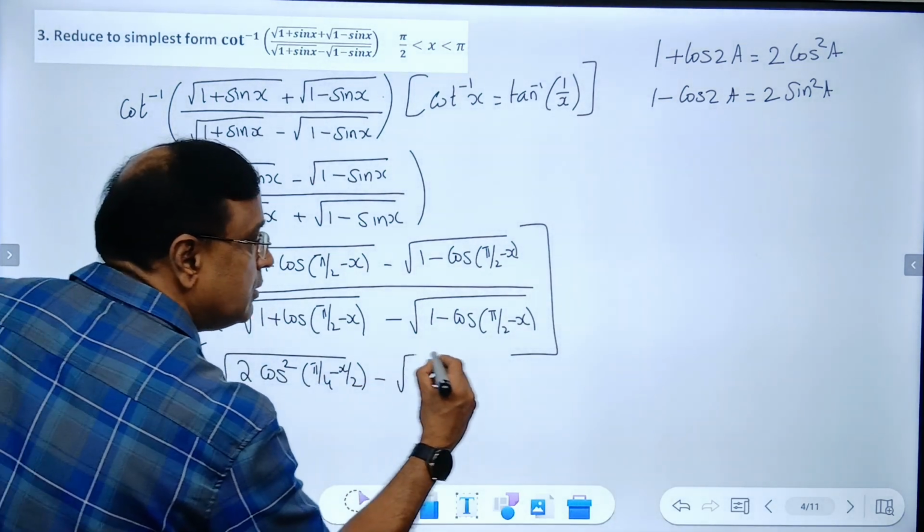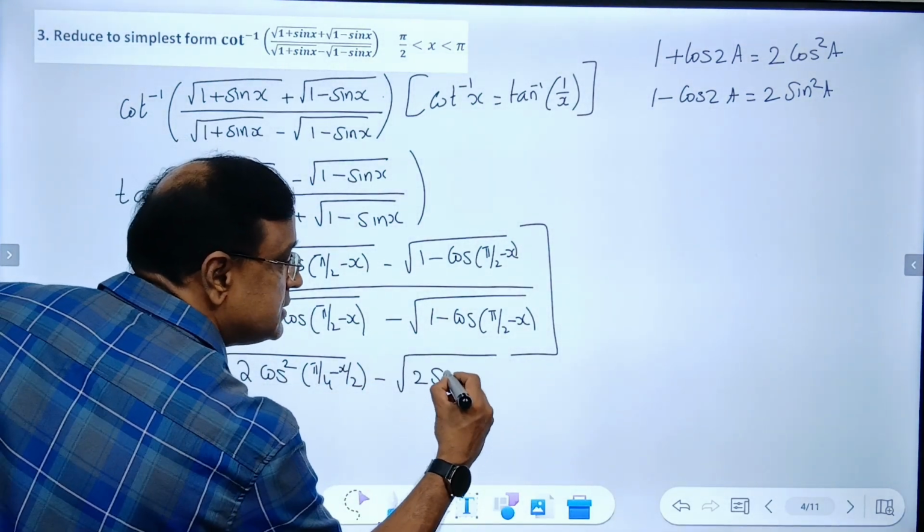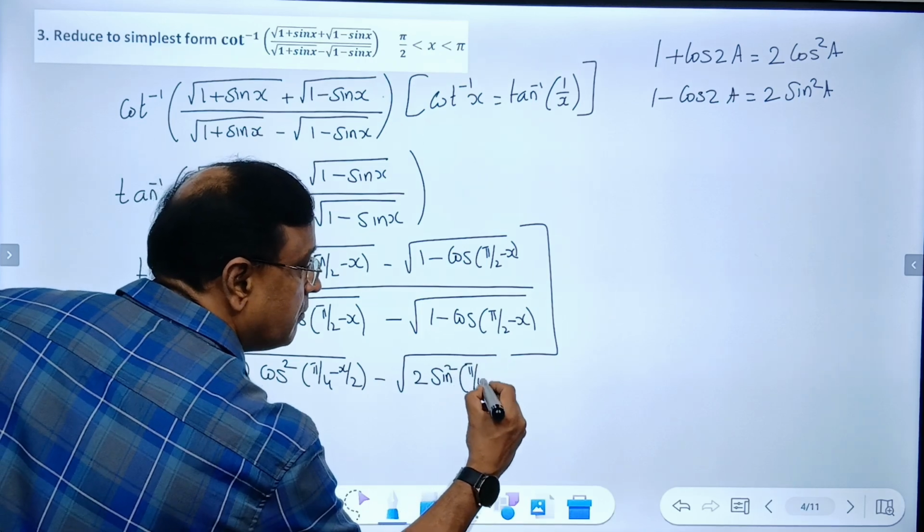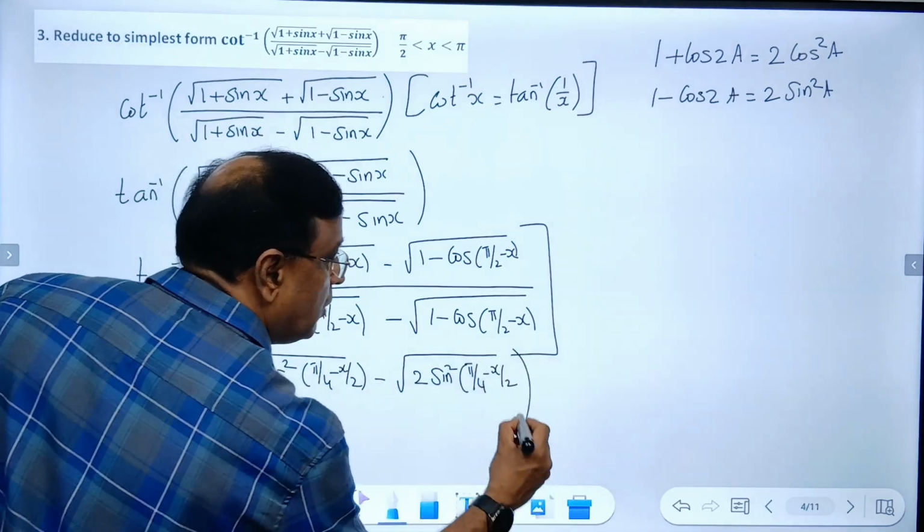So what will be this? This is 2 sine square half of this. And what about this?